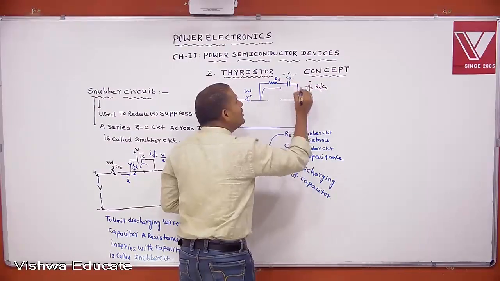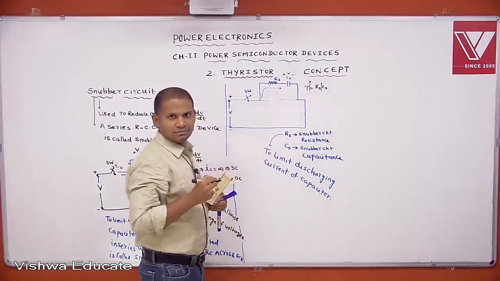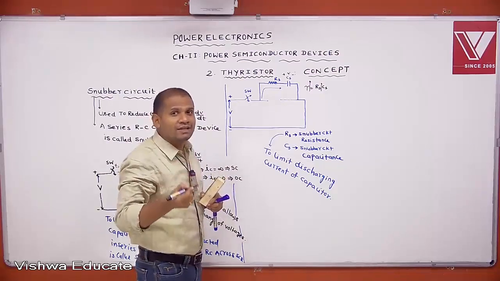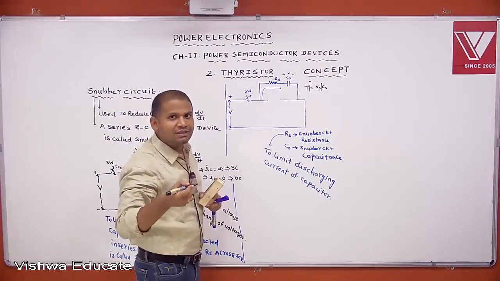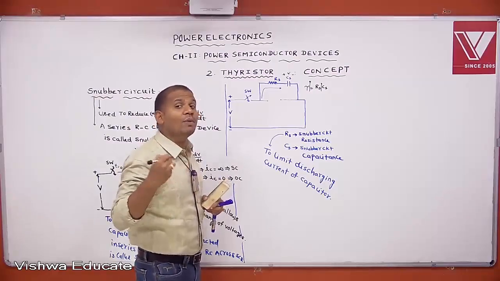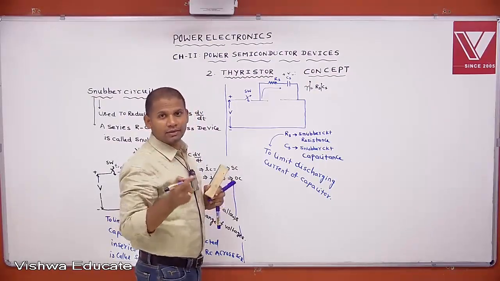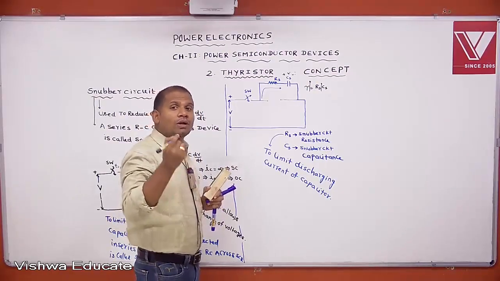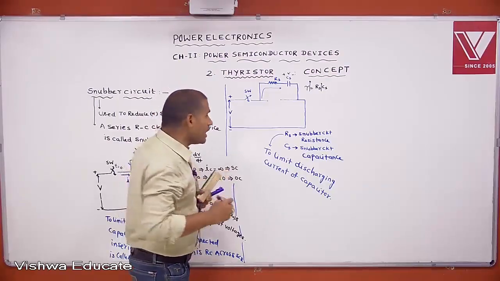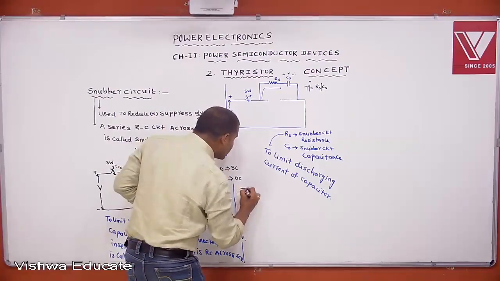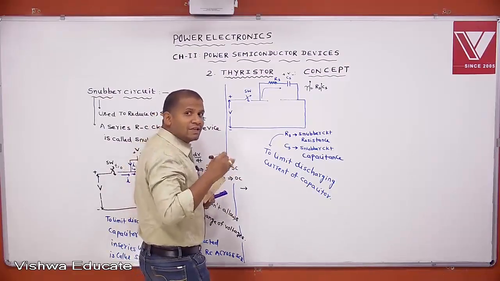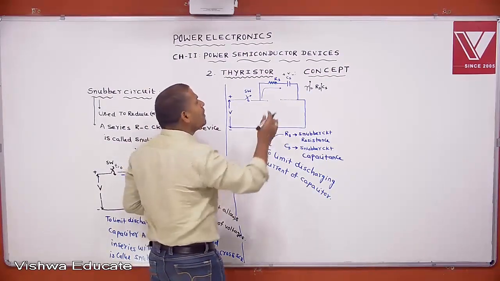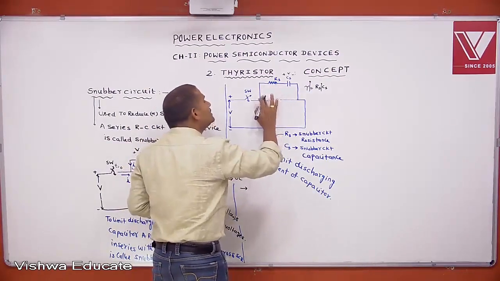It increases. When the time constant increases, for charging of the capacitor, not thyristor, for charging of the capacitor, does it take more time or less time? More time. Then to overcome this drawback, we bypass the resistor during charging of the capacitor.